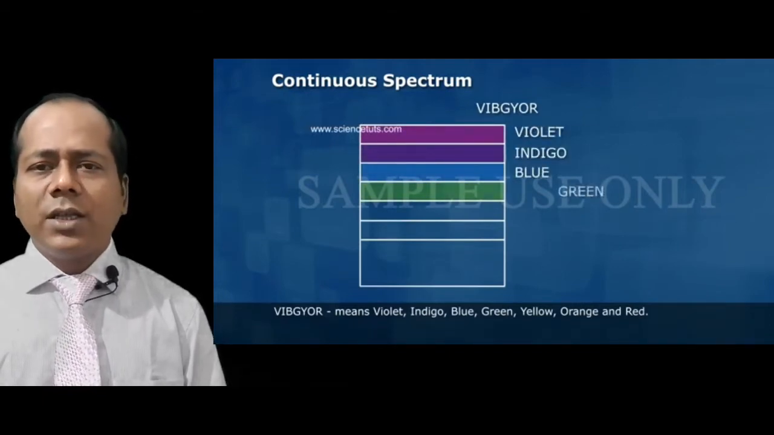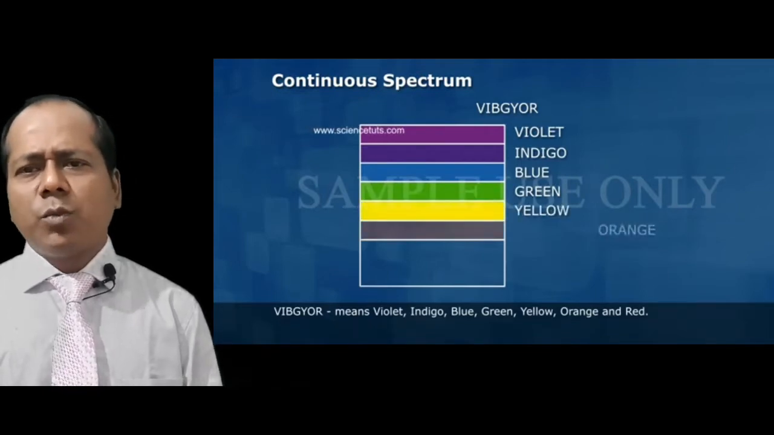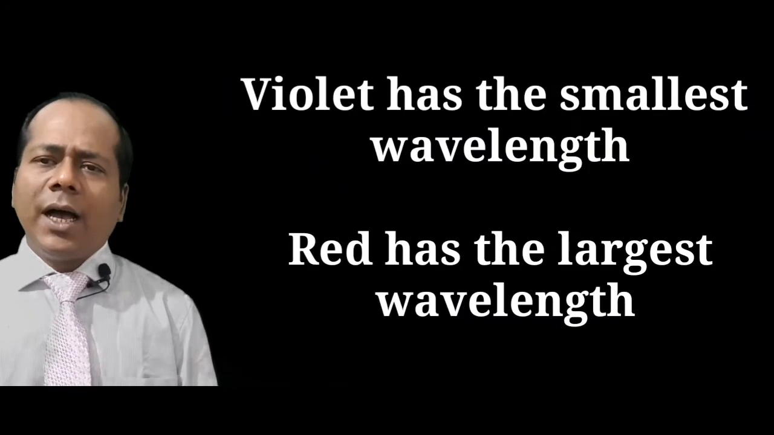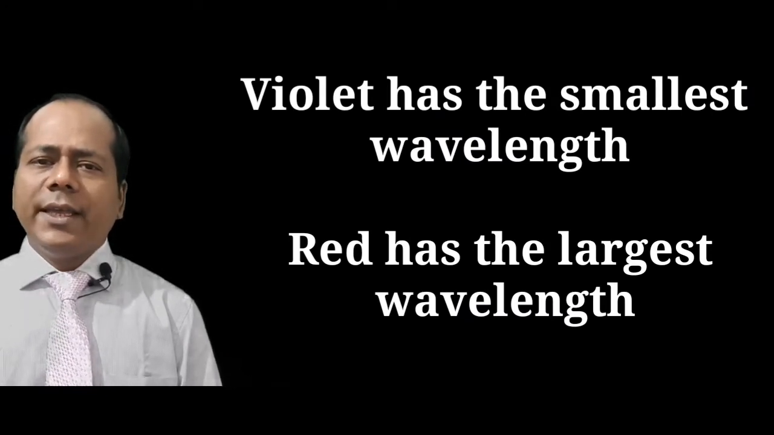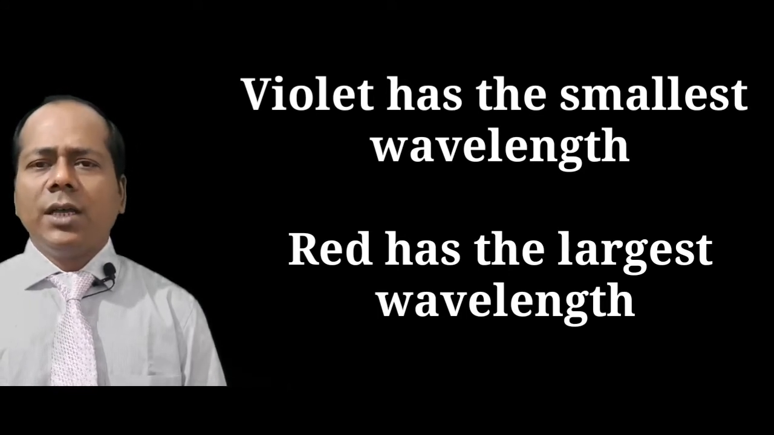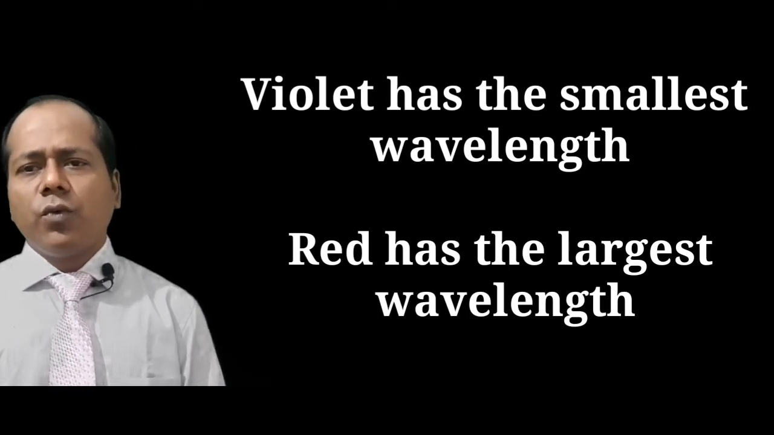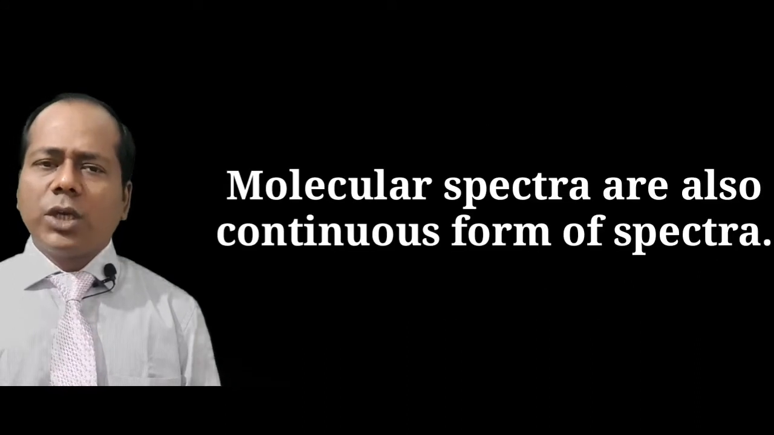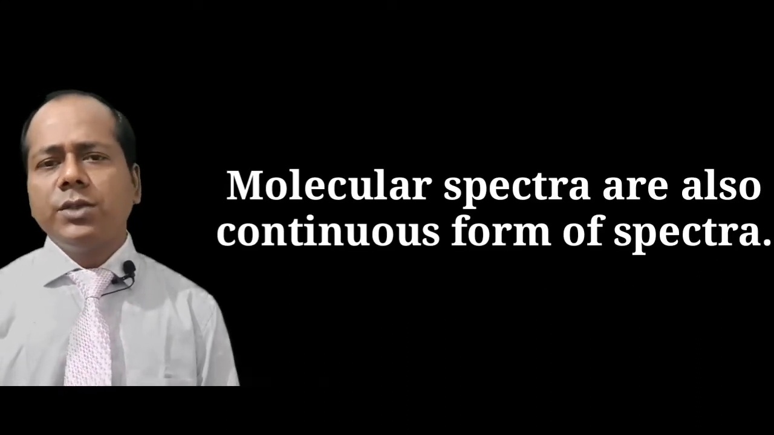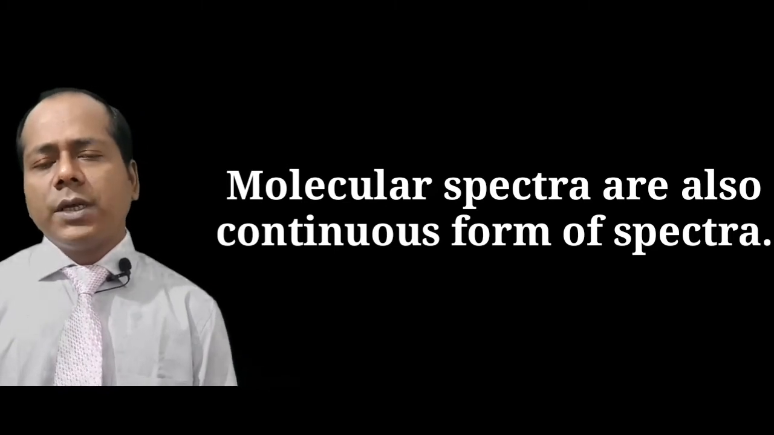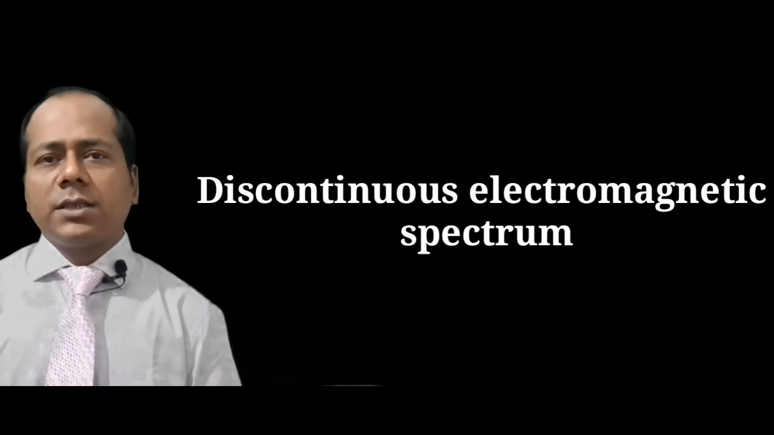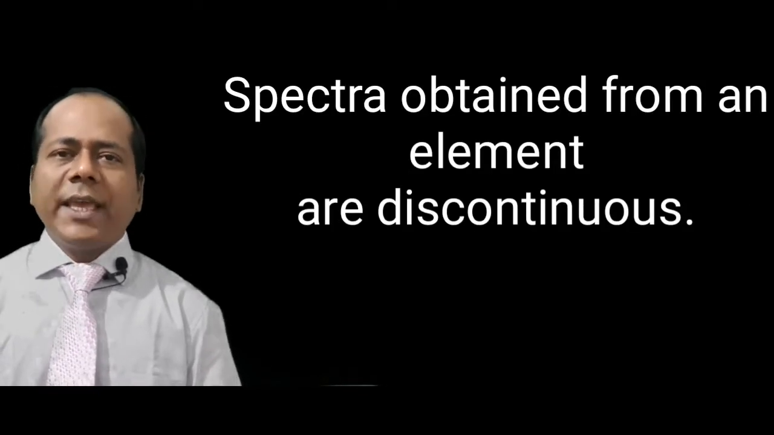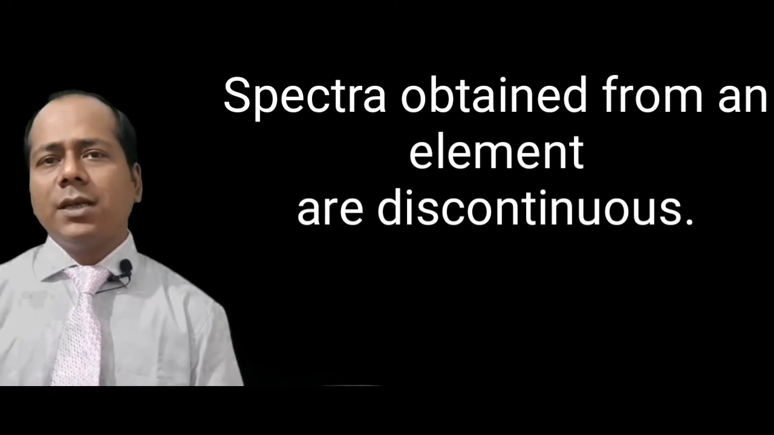Among these, violet has the smallest wavelength with highest energy. The red line at the end of the spectrum has the largest wavelength with least energy. Molecular spectra are also a continuous form of spectra. Now, the discontinuous electromagnetic spectrum. Spectra obtained from an element are discontinuous.